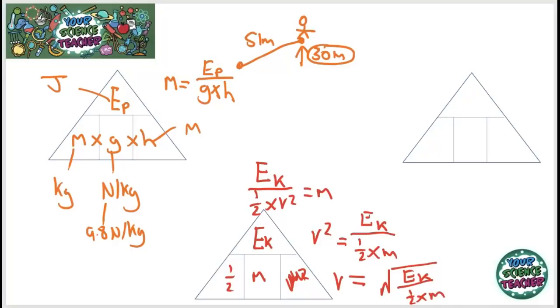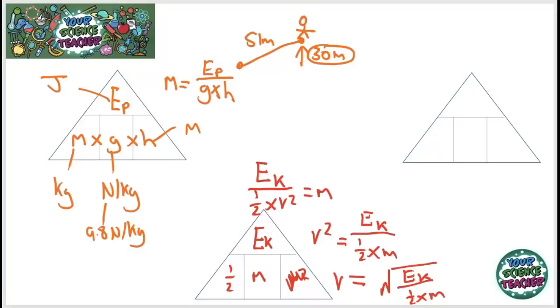Now, because they give you the equations in this year's exam, I think there'll be a lot of rearranging that you'll have to do. I think you'll have to do a lot of looking at an equation and then turning it into a triangle and then working out what you actually have to get from your question. And that's why I'm showing you how to use these triangles in such detail.